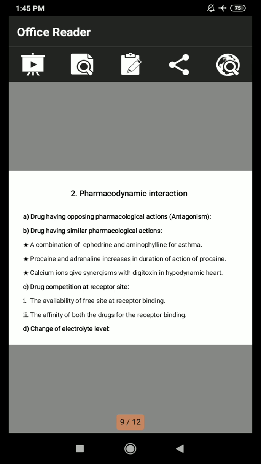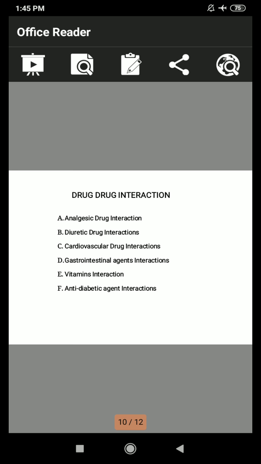First is pharmacodynamic interaction. In that, drugs having opposing pharmacological action, that is also known as antagonism. Taking at a time two drugs having opposite pharmacological action is called antagonism. Then second is drugs having similar pharmacological action. Then third is drug competition at receptor site. Then change of the electrolyte level.